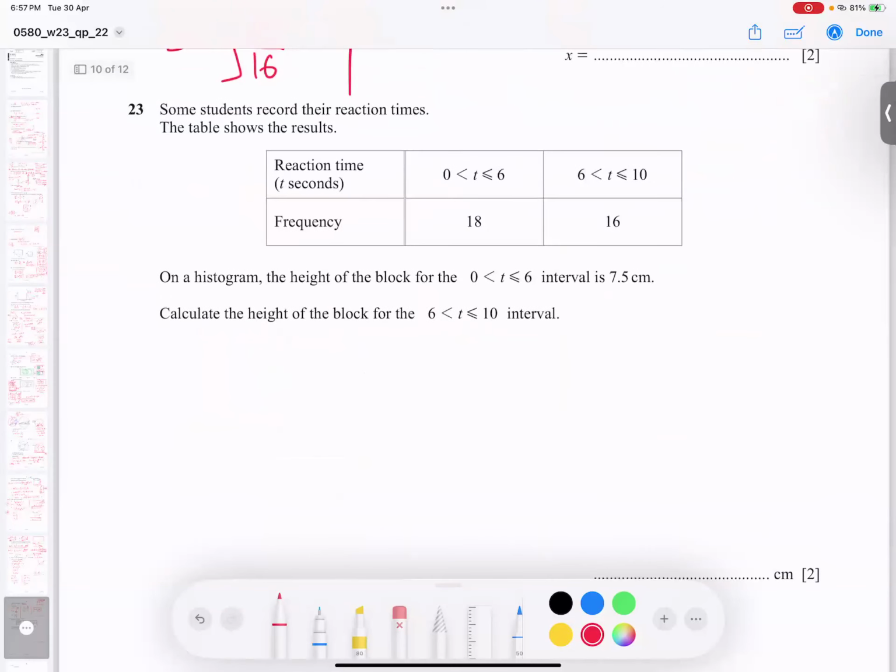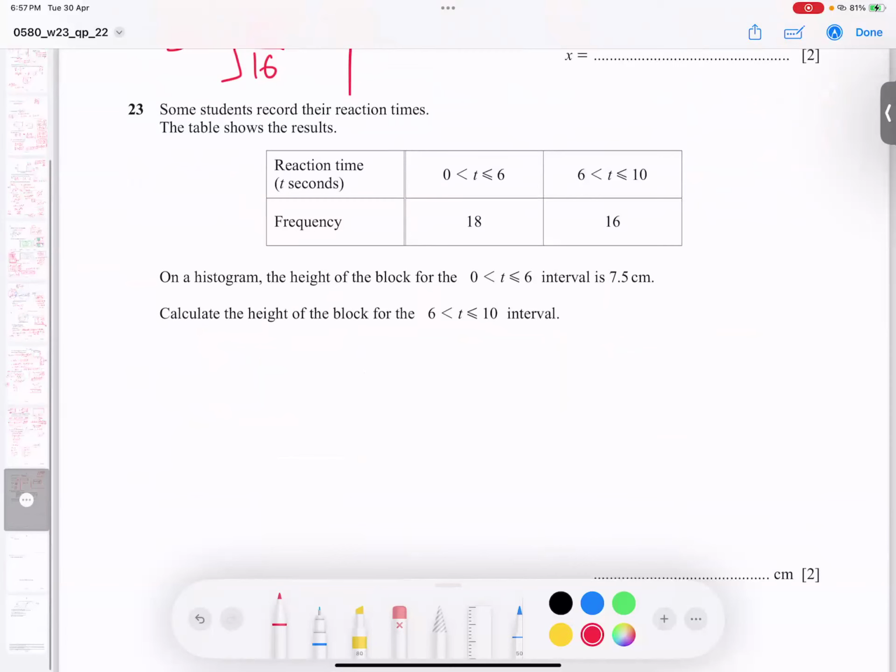Question number 23. What is it saying? Some students record their reaction times. 18 students' reaction time is 0 to 6, and 16 students' reaction time is between 6 to 10. I think you got my point. So in the histogram, the height is given. What is the question he's asking for? The height of the block is this one.